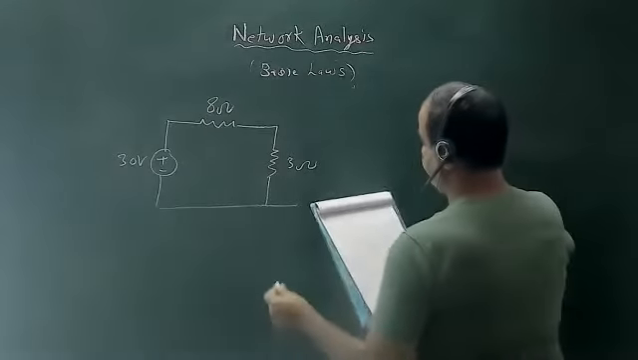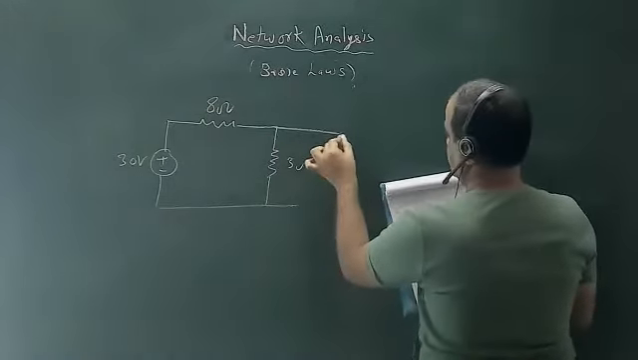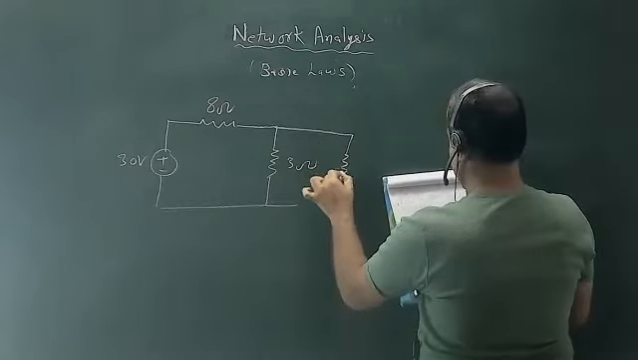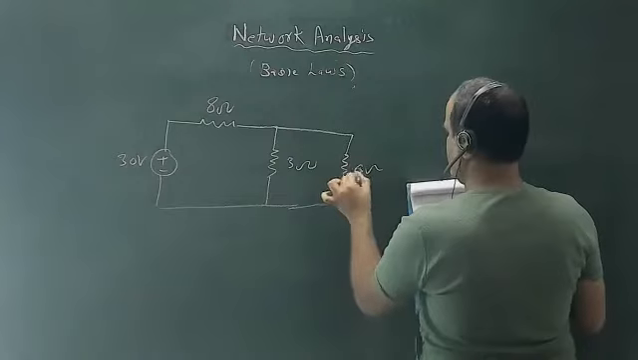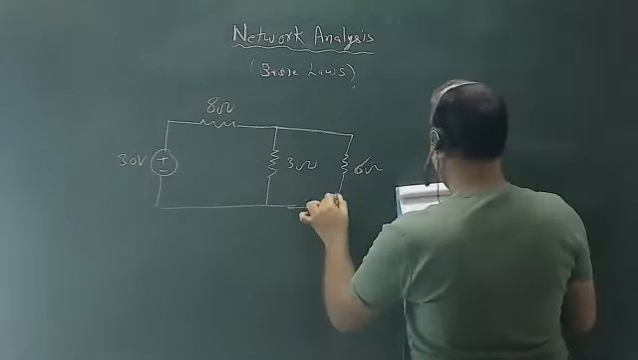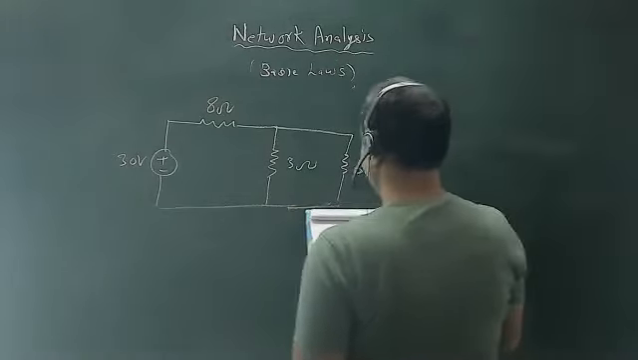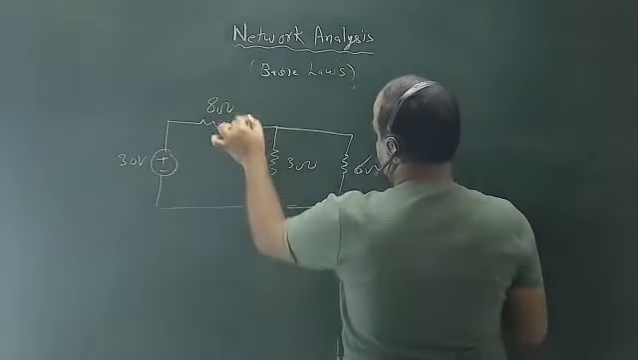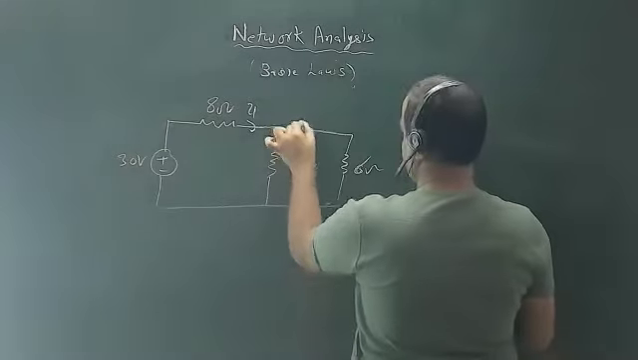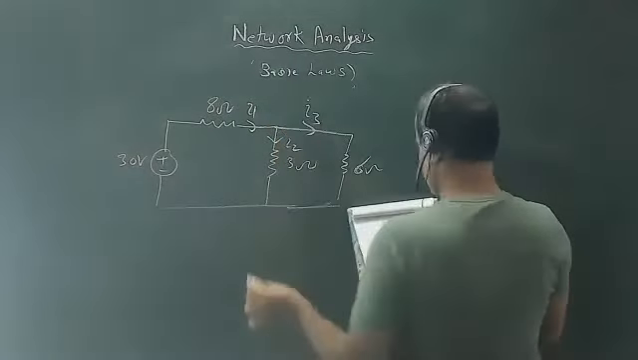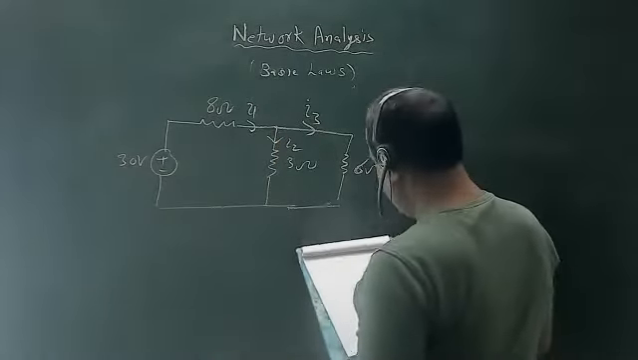So 3 ohm. So this is, I think, 6 ohm. Okay, 6 ohm. So 3 ohm, 6 ohm. So I1 current is coming here. Okay. I2 is going here. And I3 is going here. Okay. No more information.